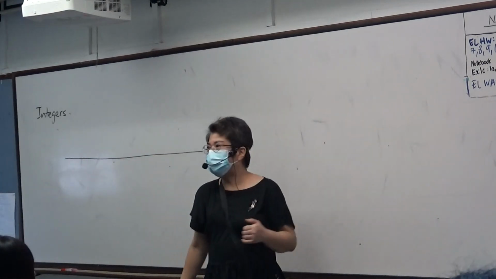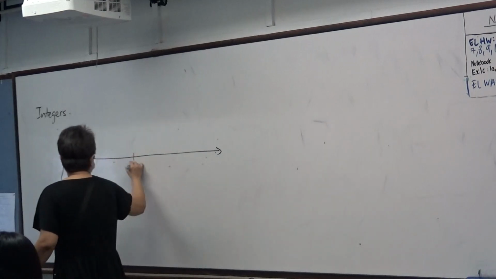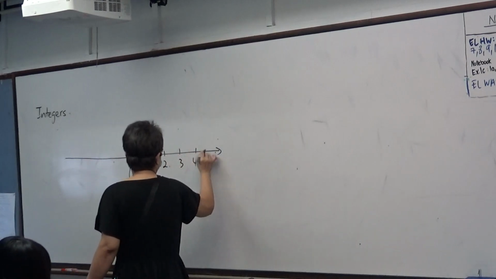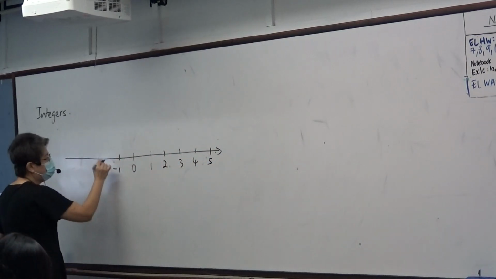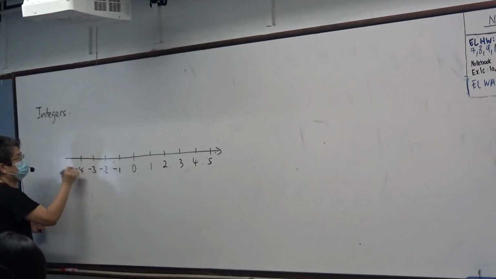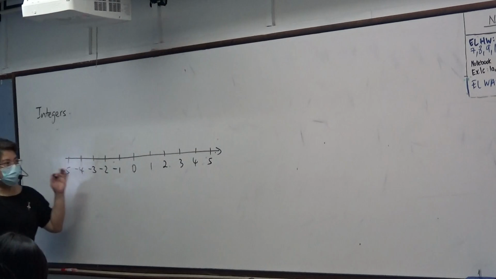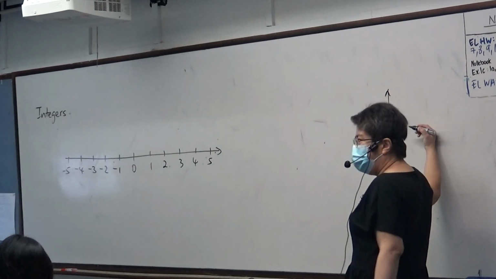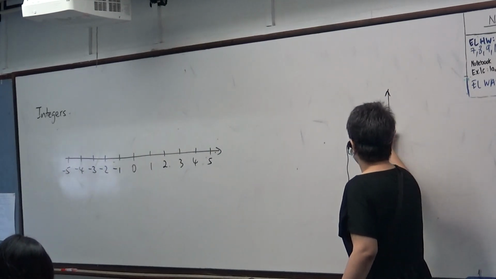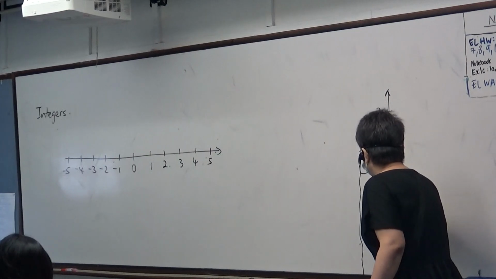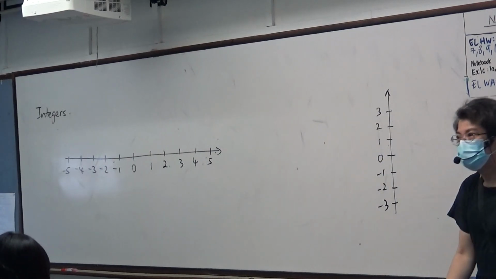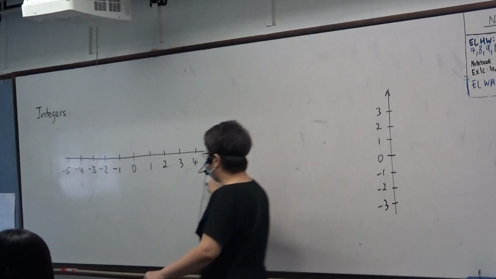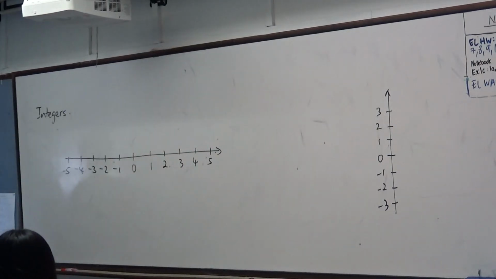We have something that is called a number line. This is 0, 1, 2, 3, 4, 5. These are the numbers. -1, -2, -3, -4, -5. Now, a number line need not always be horizontal. It can also be vertical. If I have a vertical number line, it will be 0, 1, 2, 3, then -1, -2, -3. Understand? Now, all these numbers that are whole numbers are called integers.